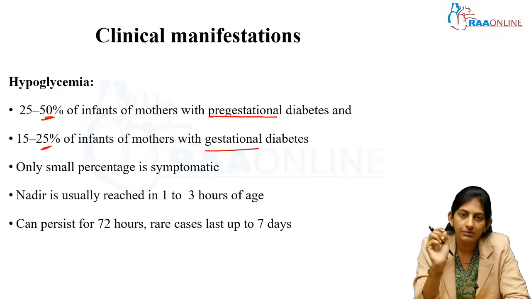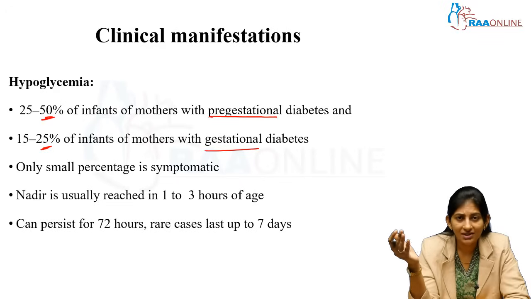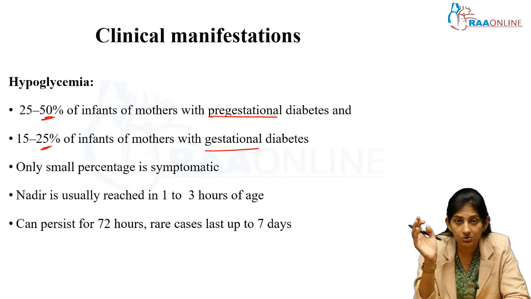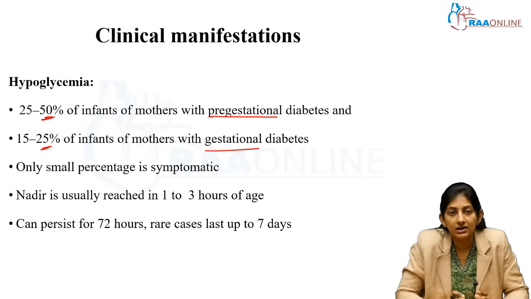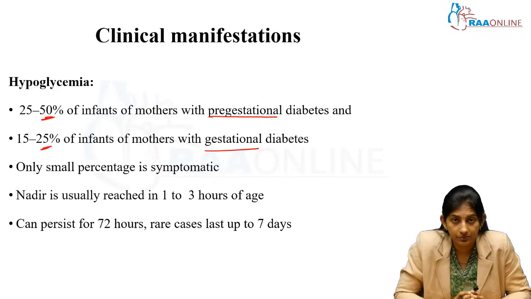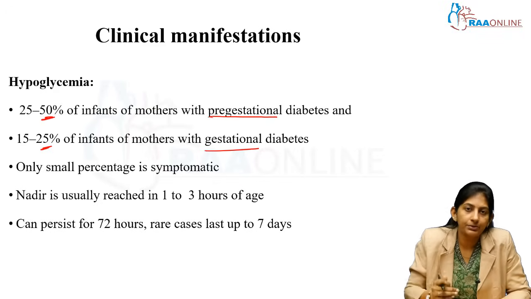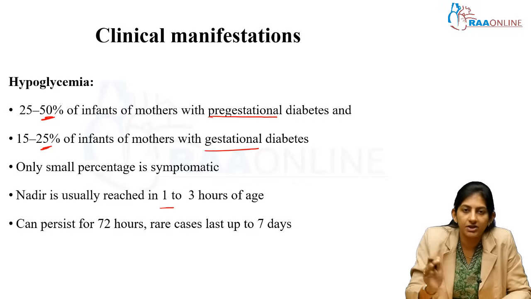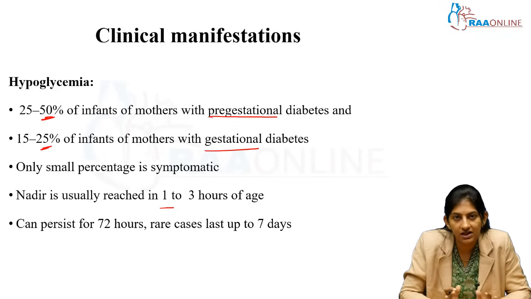But is the baby going to be symptomatic? A tiny bit. Say severe hypoglycemia, less than 25 milligram per deciliter, the sugar has dropped, only then the jitters, seizures, or very drowsy baby. So all these symptoms can come only if the blood sugar is going to drop very low, and most of them are asymptomatic. And usually the maximum nadir is going to be reached after 1 hour, say 1 to 3 hours of it. So this is when we have to be very, very careful and make sure the baby is fed well.